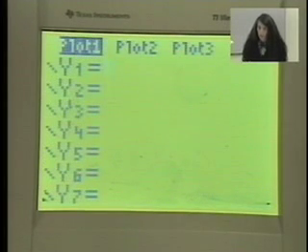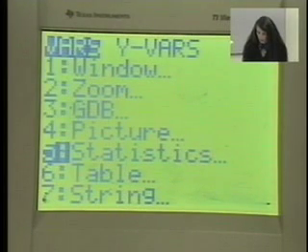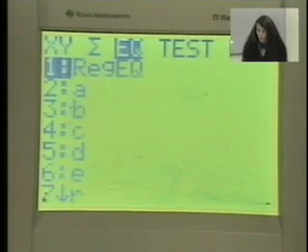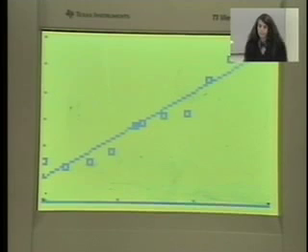Y1, press y equals, and we're going to paste this function in here. So we're going to go through this again. Sorry, but we did see the regression graph. What we want to do now is paste the regression equation in here. So let's press vars, and arrow down to 5 statistics and enter, and then arrow over to equation, and press 1, and that equation was pasted in where y1 equals. So we had to go into y equals first to do that. Now we can press graph, and it's going to draw our regression equation.